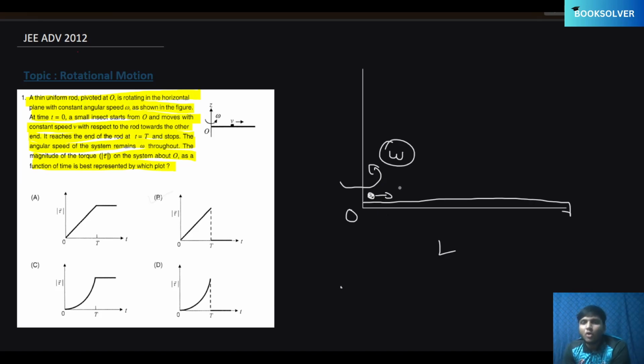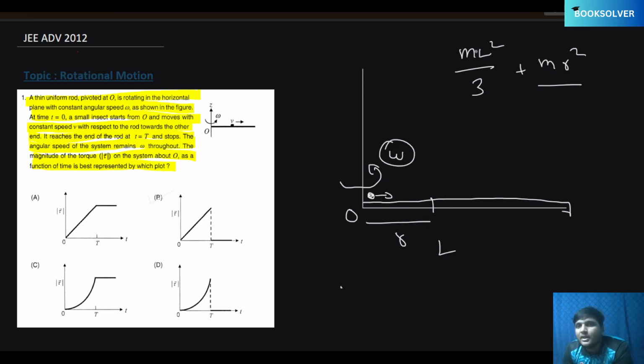See, if no torque was acting, what would have happened here? Initially, let's write what is the moment of inertia when the ant was at the origin. So the initial moment of inertia was nothing but mL square by 3. But as the ant is moving, it is also adding a moment of inertia of m r square, let's suppose it covers r distance. Every time it is moving, let's suppose it is here, so let's say this distance r. So it is adding more moment of inertia. That's why we cannot say that there is no torque applied, but a torque will be applied here. And we have to predict its graph, or the function as a function of time here.